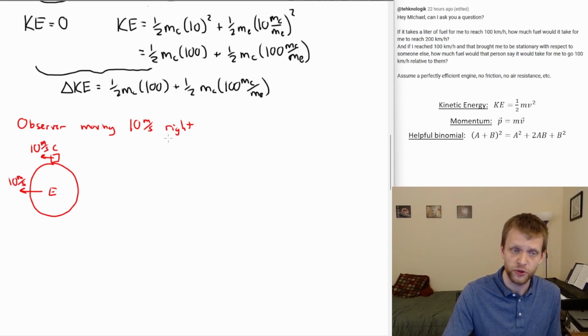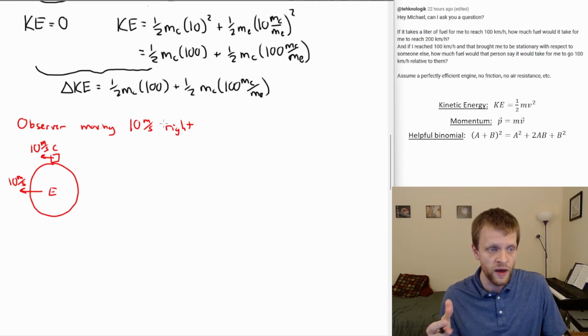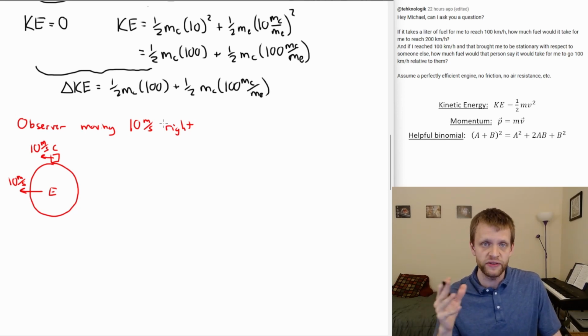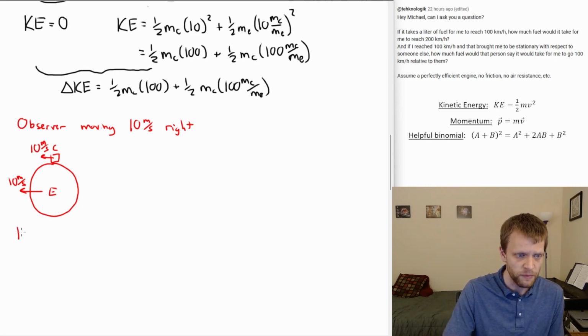Again, from their perspective, if they're moving at 10 meters per second to the right relative to the Earth, then from their perspective, the car and the Earth are both moving backwards at 10 meters per second. So how much kinetic energy do they start with?